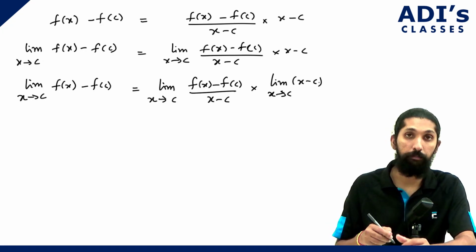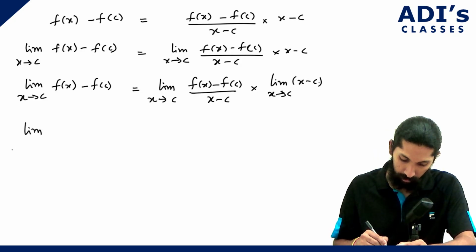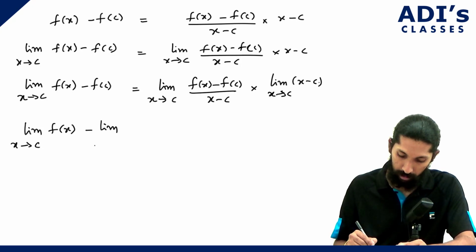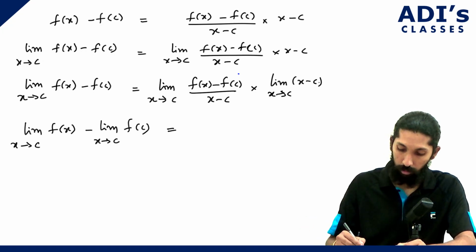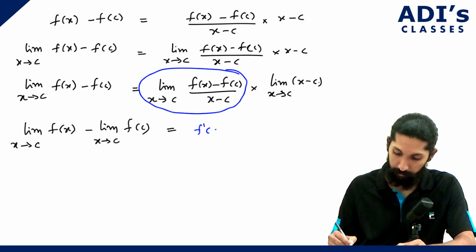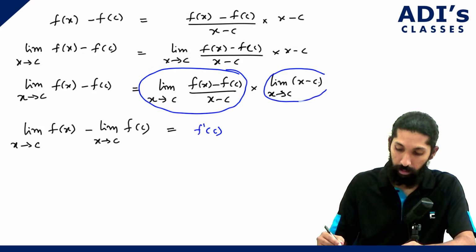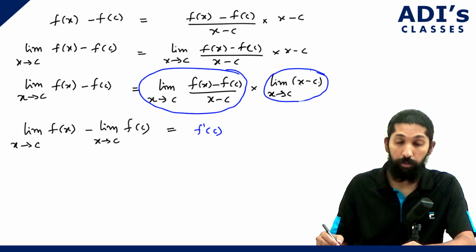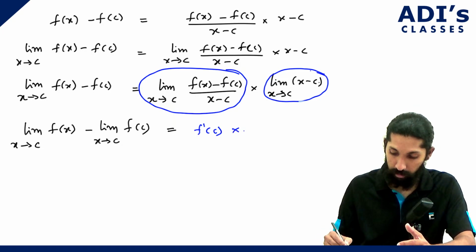So we are going to take the same thing on the left hand side also. That is, we have limit as x tends to c of f of x minus limit as x tends to c of f of c, is equal to, guys, look at this one. What does this particular value indicate? This is nothing but f dash of c, isn't it? F dash of c. And what does this value indicate? If you substitute x as c, don't you think you'll get c minus c? C minus c is what? 0. So f dash of c into 0.